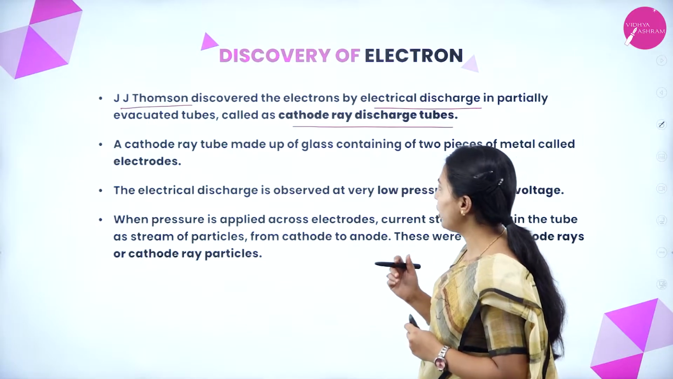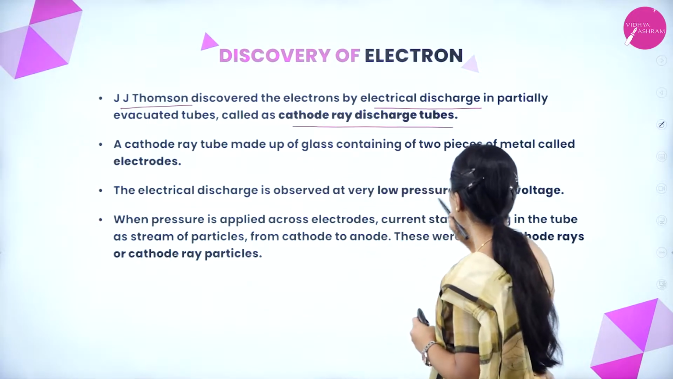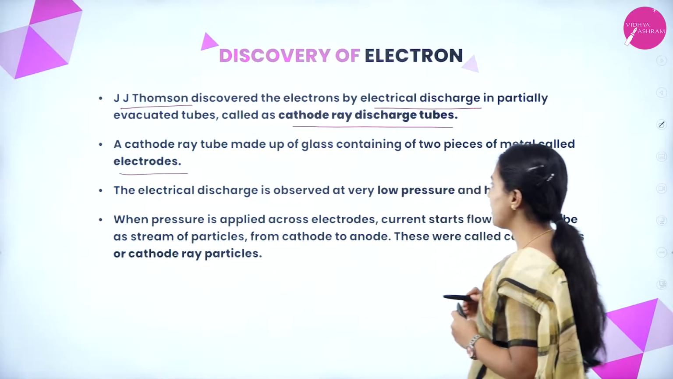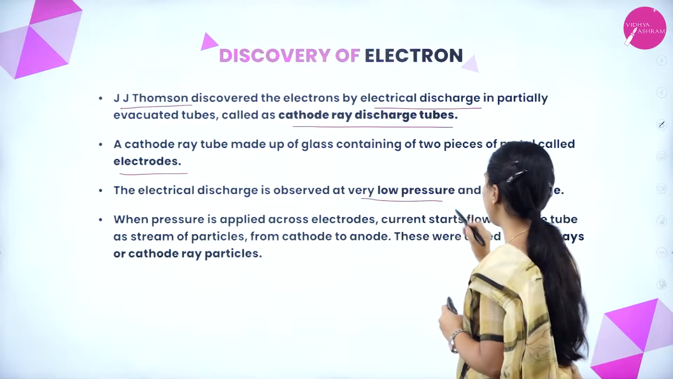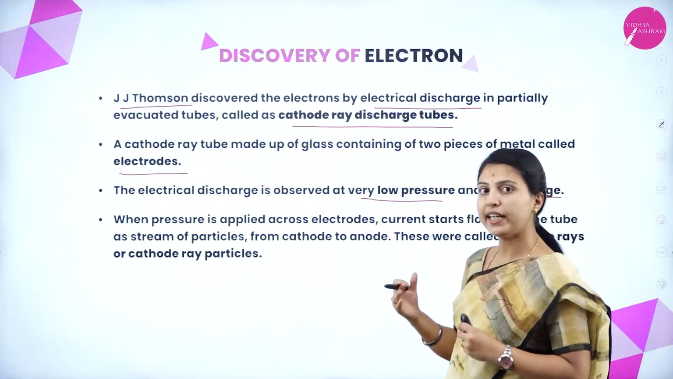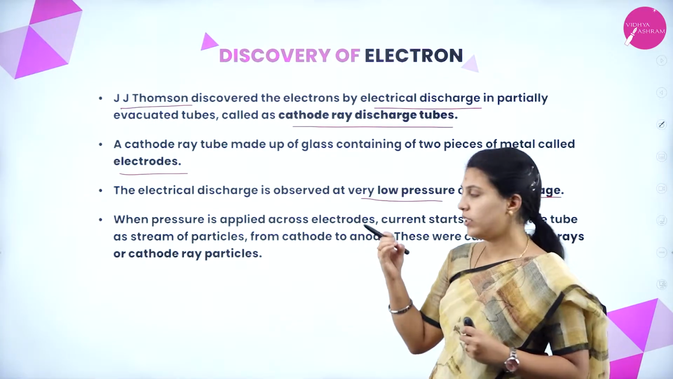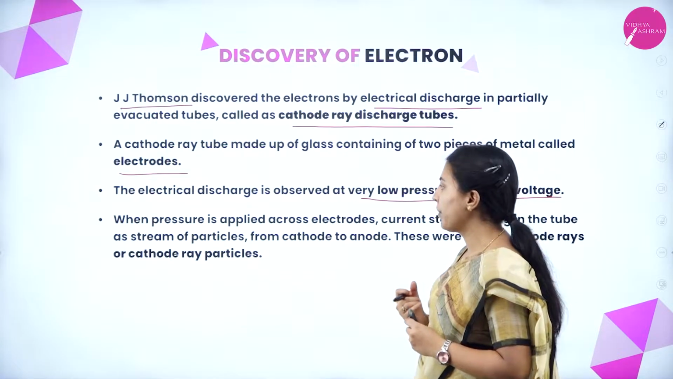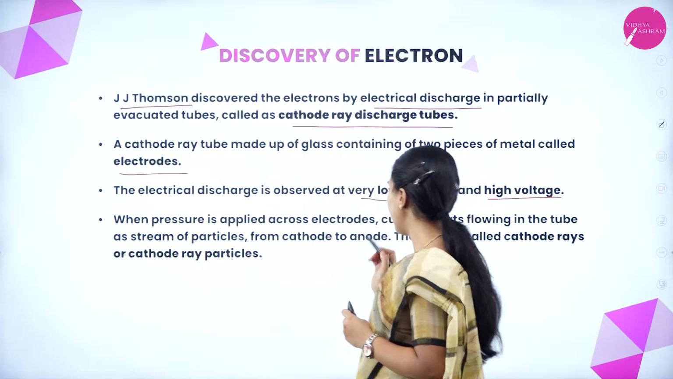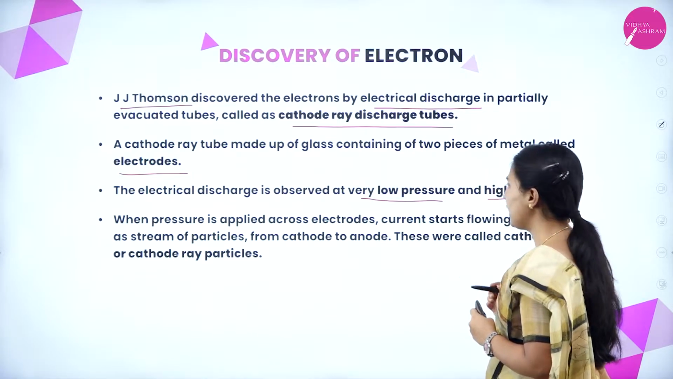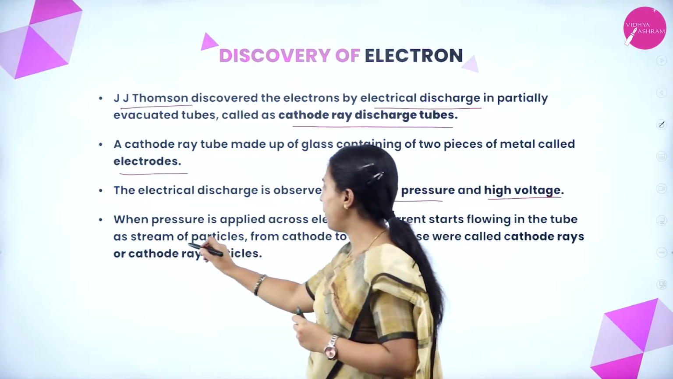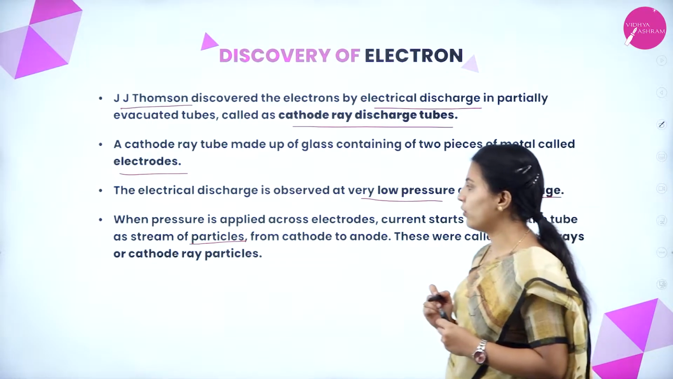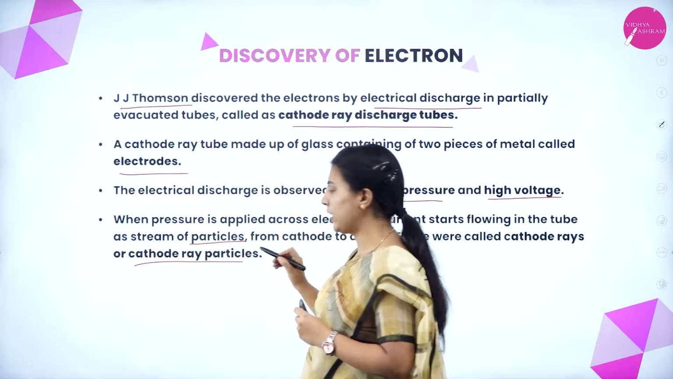A cathode ray tube is made of glass containing two pieces of metal called electrodes. The electrical discharge is observed at a very low pressure and high voltage. When the pressure is applied across the electrodes, current starts flowing in the tube as a stream of particles from cathode to anode. These were called cathode rays or cathode ray particles.